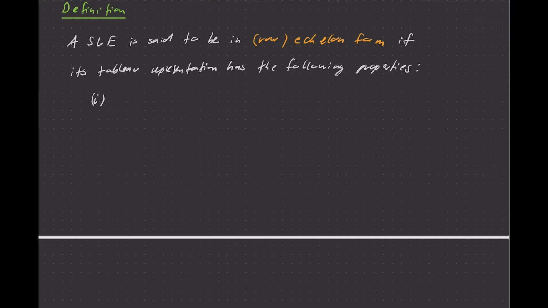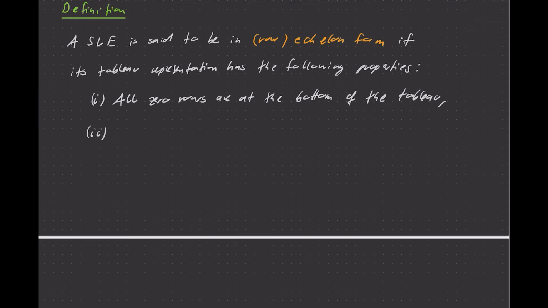So every row that has only zeros in the coefficient part or even on the right-hand side is at the bottom of that tableau. We didn't have that in the example before, but we'll see examples with 0 rows in a minute. So all 0 rows are at the bottom of the tableau.